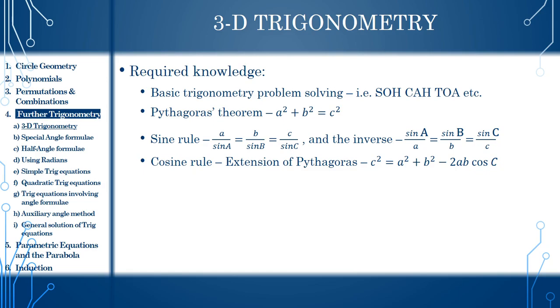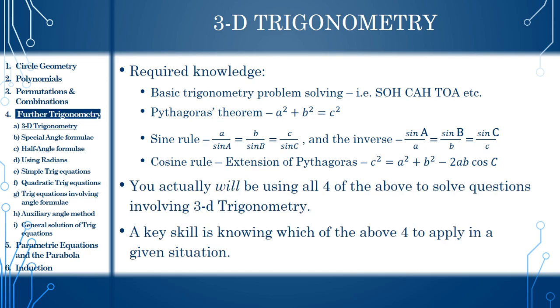You won't use all 4 of these in every single question, but there are a variety of questions that they can ask, and in general you'll use at least 2 of these in every question. Sometimes you'll have to use 3 of them. So maybe even 4, but you will be using these on a regular basis in 3D trigonometry, so you really need to know them. And a key skill in 3D trigonometry is to know when to apply which rule.